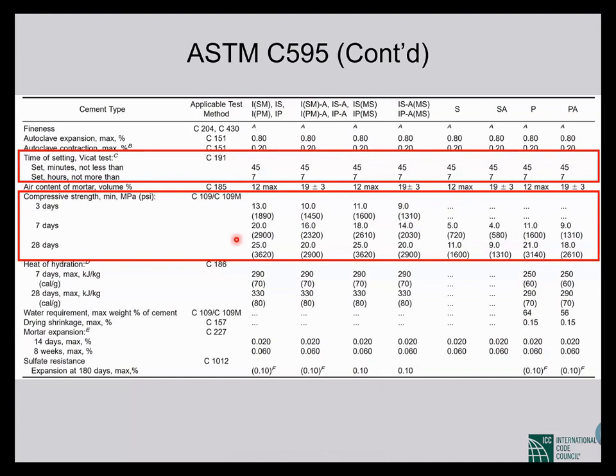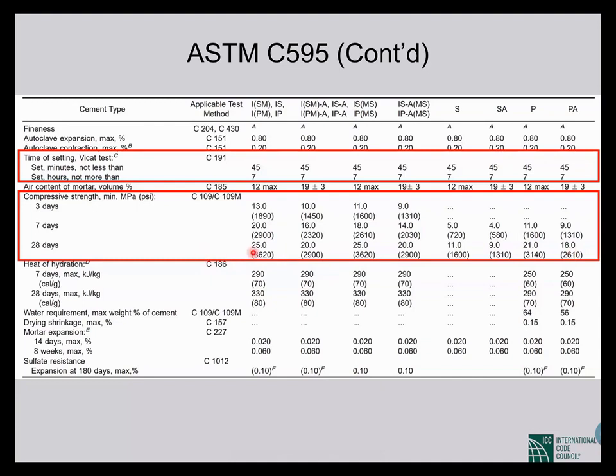And compressive strength here, you see that for ordinary Portland cement, 28-day strength is not specified. But for hydraulic blended cement, like CEM2 cement, even in the ASTM standard, 28-day strength is specified.